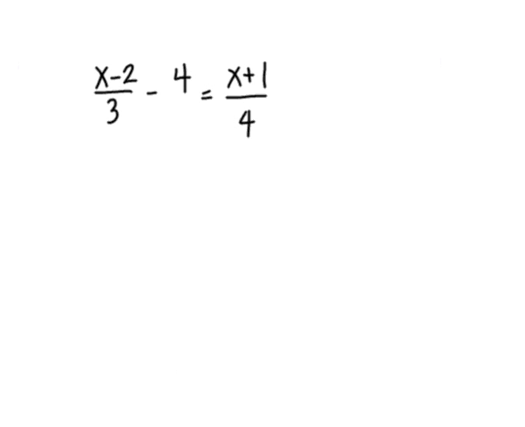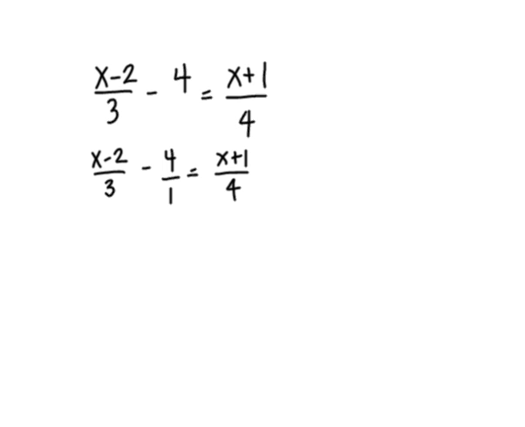Our last problem is (x minus 2) divided by 3 minus 4 equals (x plus 1) divided by 4. The first thing I'm going to do is put that 4 over 1 to make everything into a fraction. But I have one other little hint that's going to help you.